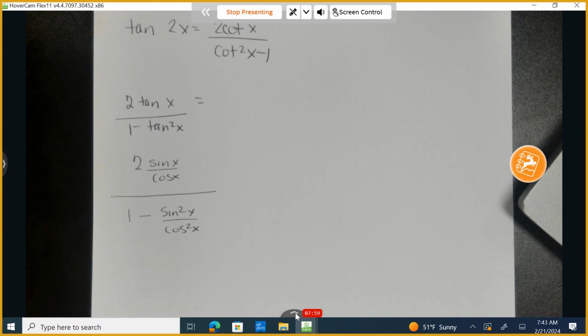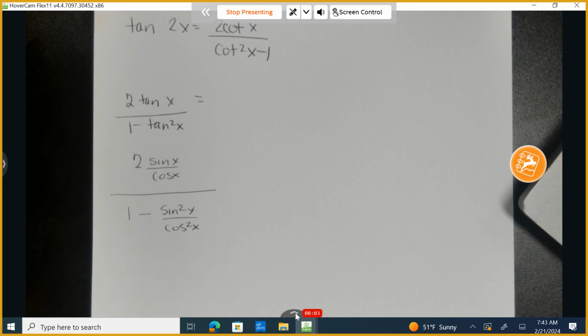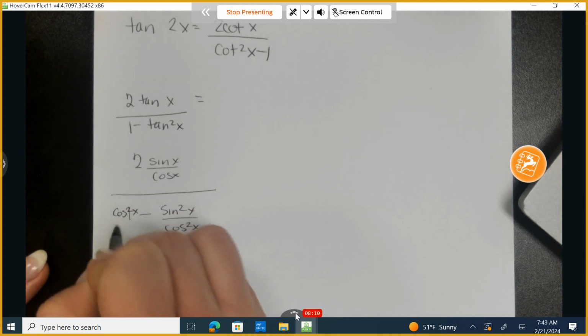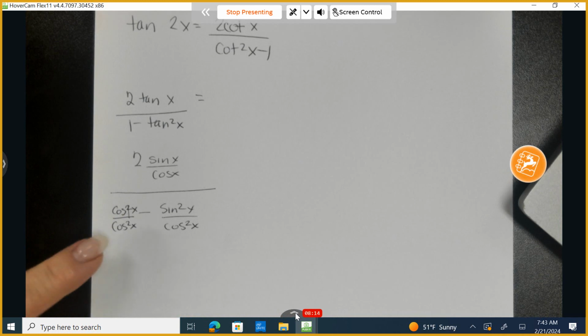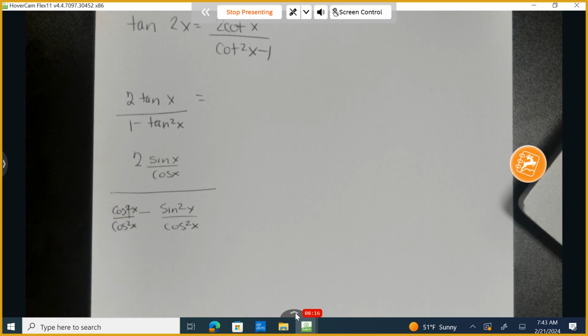In the denominator, I could use the McFarland method, I could use the butterfly method. Ultimately, I want to find a common denominator, right? And so either of those work. Myself, I know that 1 is the same thing as cosine squared over cosine squared. Cosine squared x divided by cosine squared x equals 1.